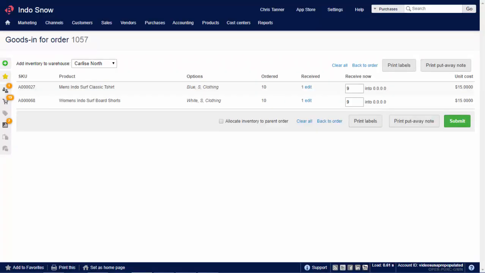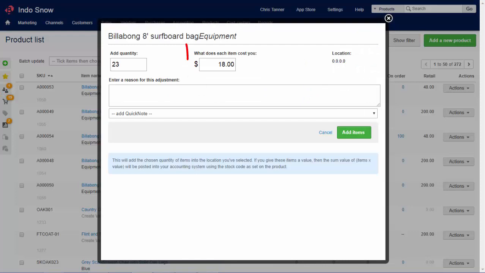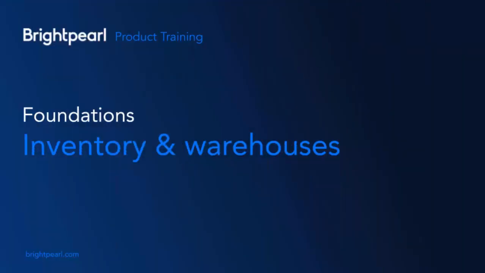In most cases, inventory should be received against a purchase order, and the purchase order will have the most appropriate cost for the item. If you're making manual inventory corrections, make sure you choose the right cost price too. So that's a quick summary of inventory management concepts in Brightpearl. For full detail, take a look at the inventory management training course.